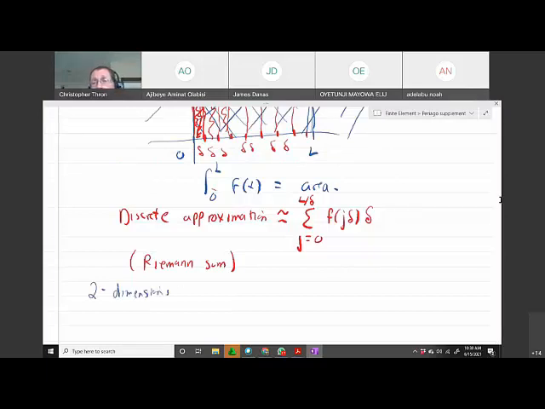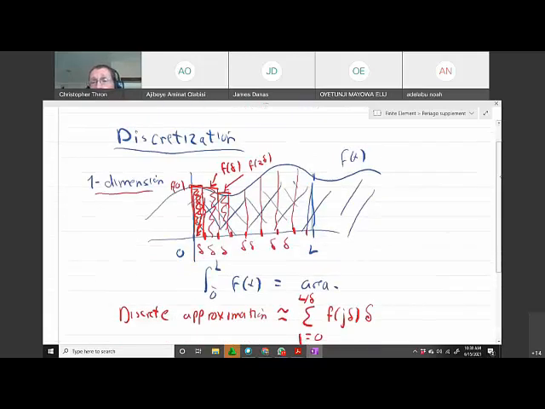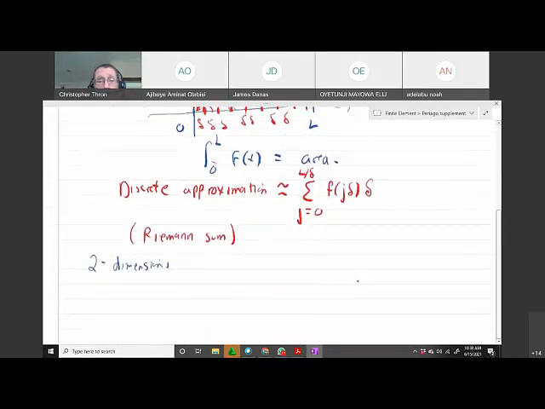Suppose I have another area here. In 2 dimensions, I would have to have an x and a y, a function of x and y. This over here, and let's see what we can do here.